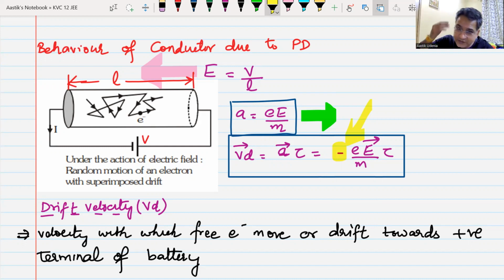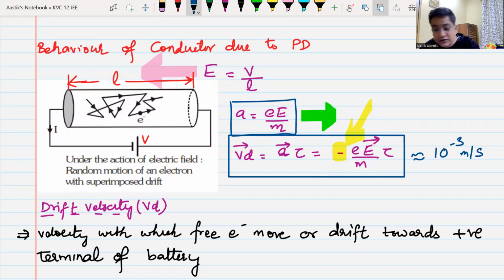And this drift velocity will only come when the conductor is subjected to a potential difference. You will be very astonished to see the value of this drift velocity is 10 raised to the power of -3 or -4 meter per second. It is not very fast, it is very slow compared to the RMS speed. RMS speed is 10 raised to the power 5 or 6 meter per second. But because of this drift velocity we have current, and not because of the thermal velocity.